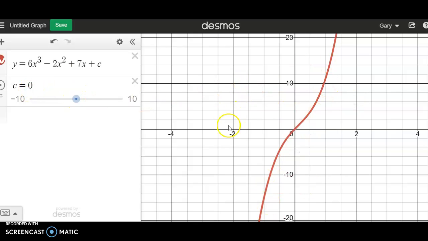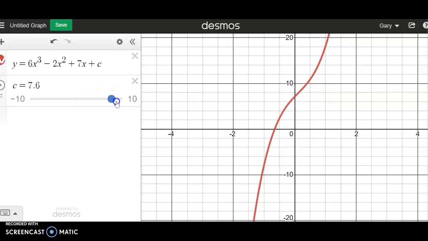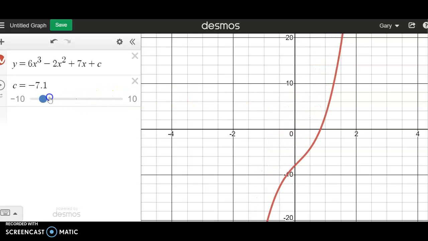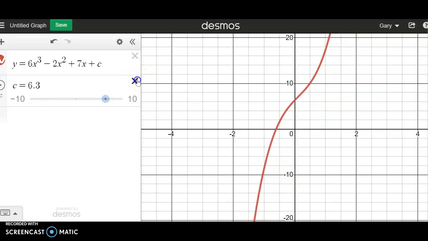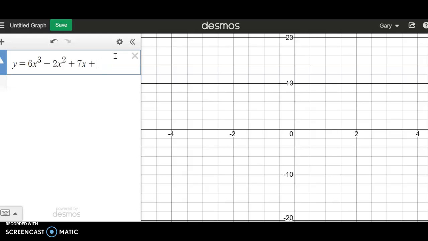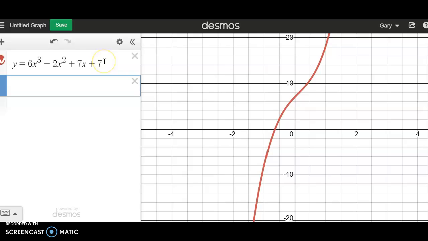And when C equals 0, of course it goes through 0 as we move. When C equals 1, it's going through there at y equals 1. And so it's still the same shape, but it's just moving up and down. Okay, so now if we change C to what we got, which was positive 7, it goes through there. And when we put in the value -1, -8, as you can see, it goes through there.